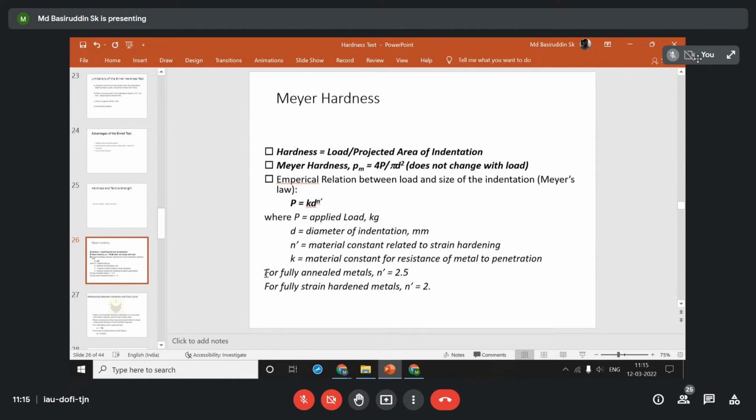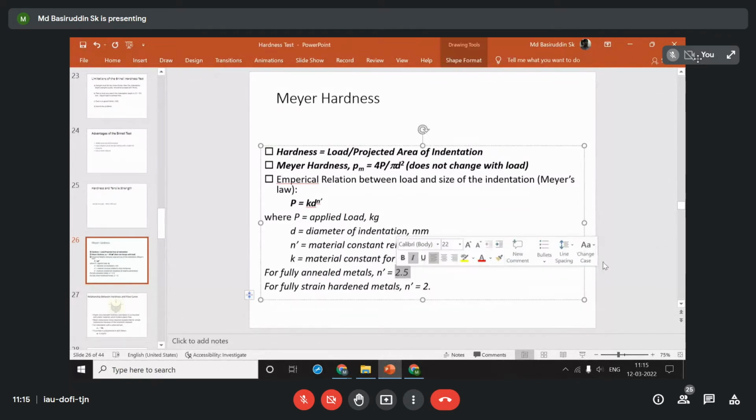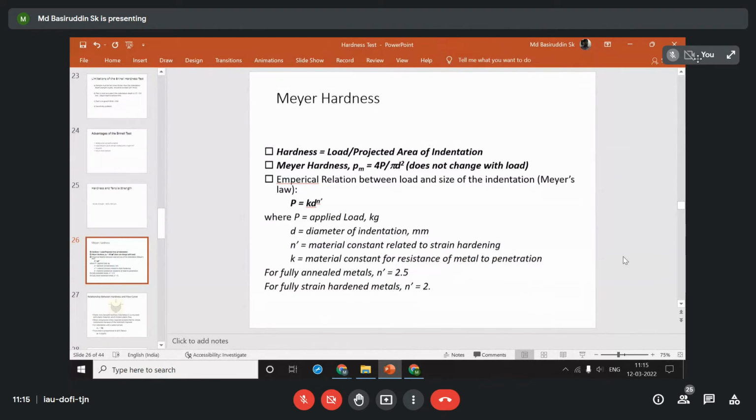Let's say, for two examples I have given, for fully annealed material you will find that your load versus small d varies in such a way that the small n dash will be 2.5. And this 2.5 is the summation of 2 plus 0.5. The 0.5 is nothing but the strain hardening coefficient, and the 2 is the value that can be suggested by Meyer. So in that way you can relate the tensile property with the Meyer hardness values.